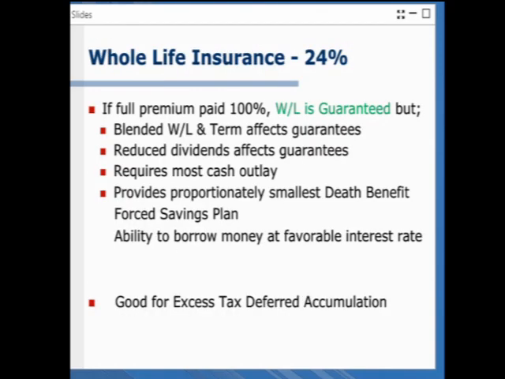Whole life insurance, if you pay the premium in full, it's guaranteed. But as soon as one begins blending whole life and term, it affects the guarantees. Primarily when people use dividends to pay the premiums, and then we find that dividends get reduced, that certainly affects the guarantees. Whole life also requires the most cash outlay and provides proportionally the smallest death benefit. It's a good vehicle for tax-deferred accumulation.